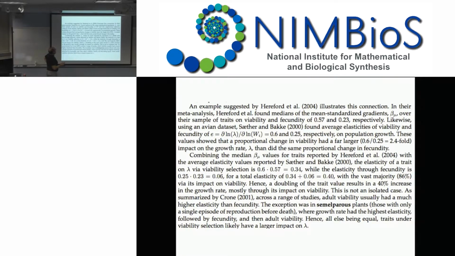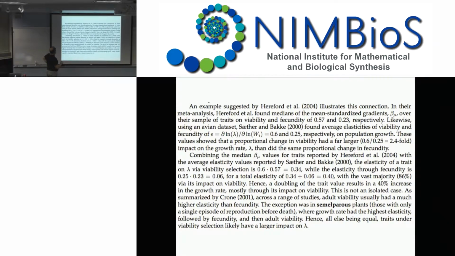So here are some data for an avian data set. What they found was the mean standardized gradients for viability for an average trait was about 0.57, and fecundity was about 0.23. In an avian data set, they basically found that the elasticities for viability on overall growth rate was 0.6, for fecundity on overall growth rate was 0.25. So these are the elasticities of viability on growth rate, fecundity on growth rate. These are the elasticities of trait means on viabilities and trait means on fecundities.